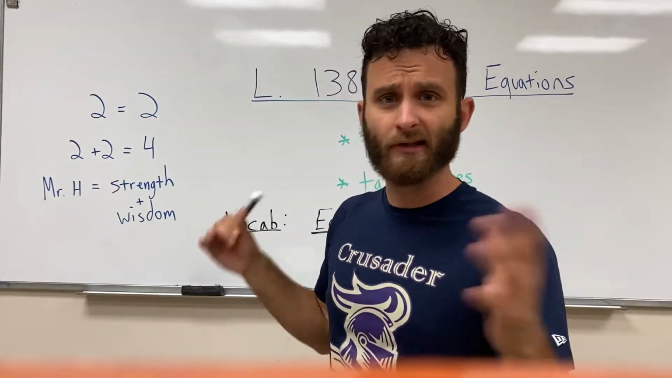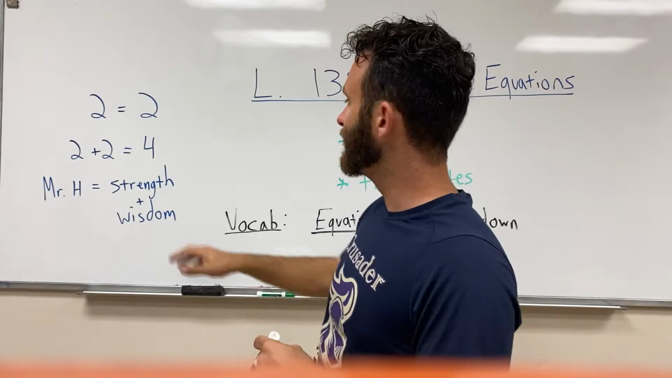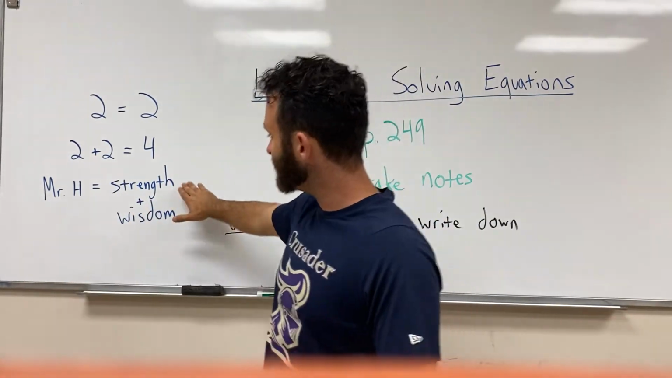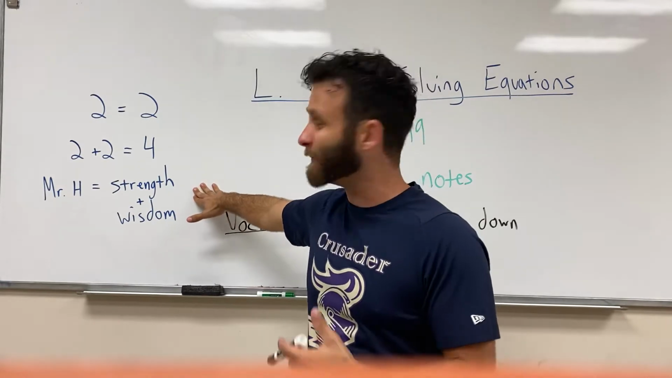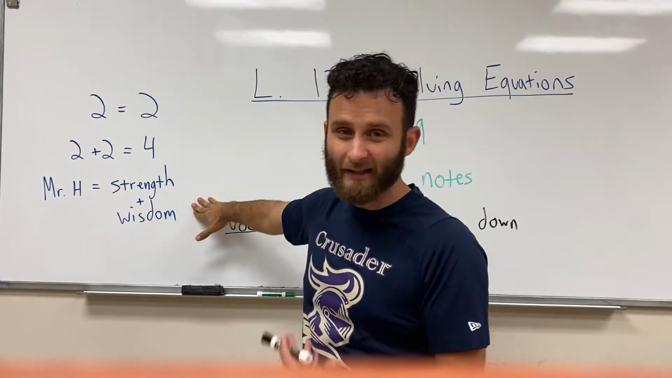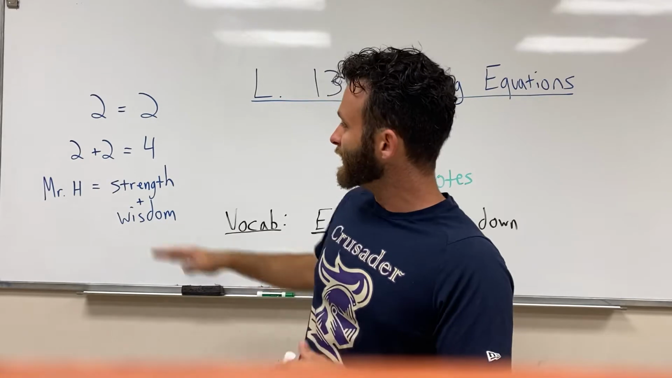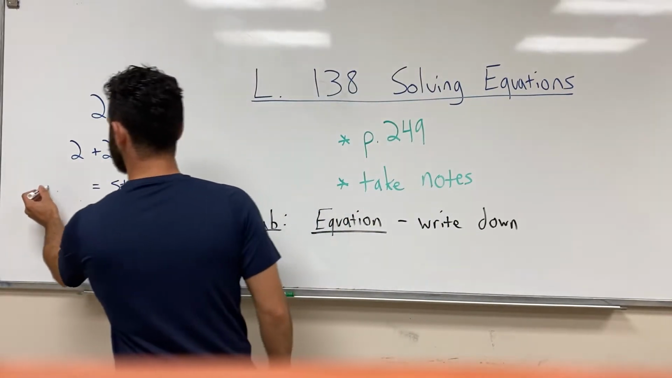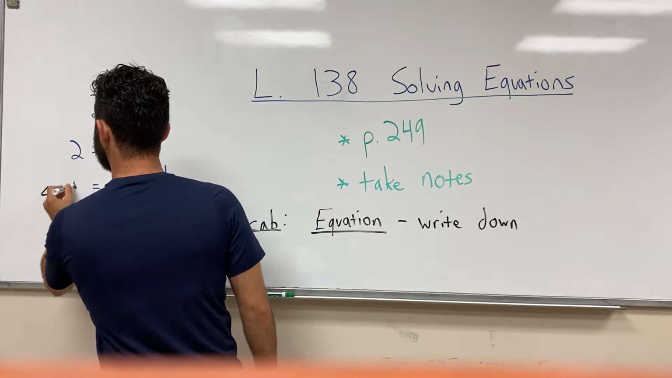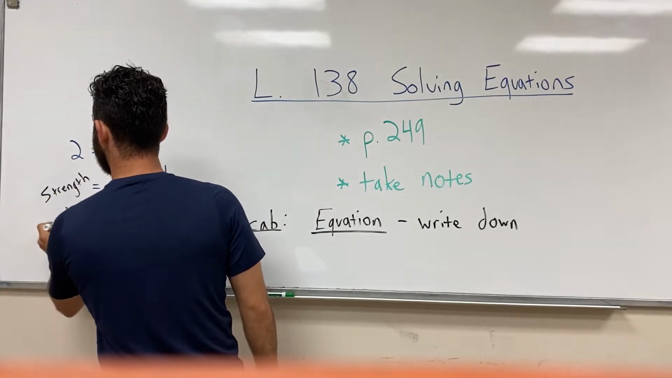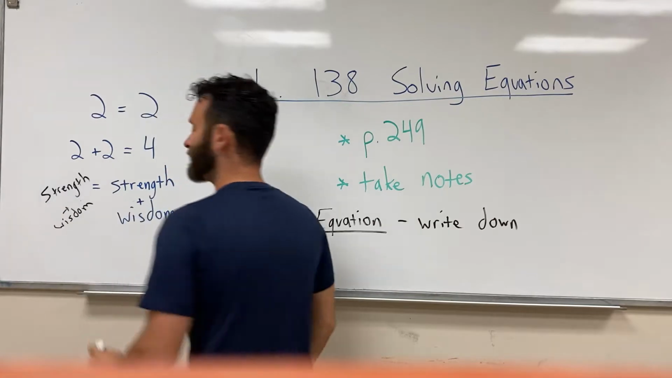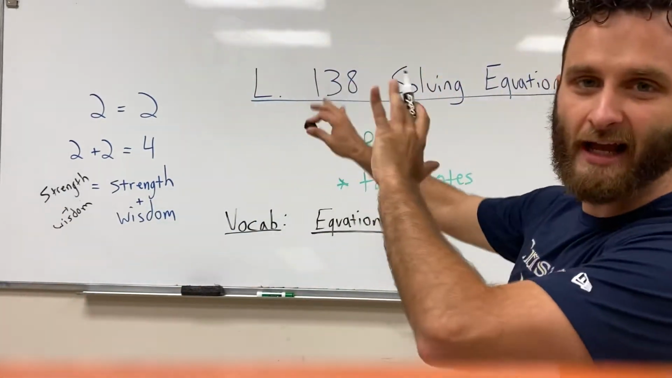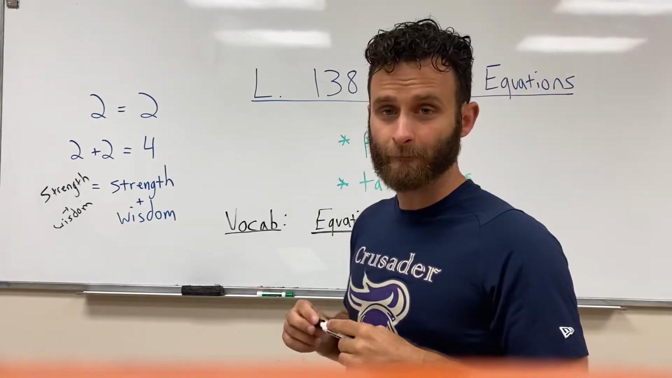And you can actually go outside of math and have a little fun with it. Mr. H, if you want to know what I stand for, it's I am equal to strength and wisdom. So I'm the strongest guy in the classroom. I'm the wisest guy in the classroom. So you could replace Mr. H with strength and wisdom, because that's what I am, right? So an equation has both sides that are equal to each other.